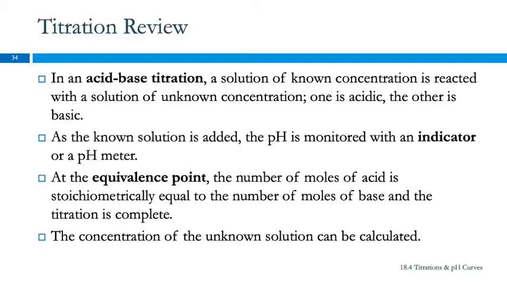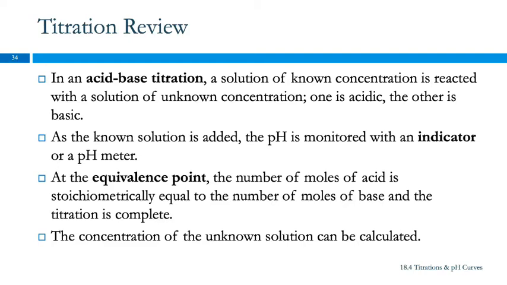So we've been talking about buffers, and now we're going to talk about titration. This is a brief review of titrations. In an acid-base titration, we have a solution with a known concentration, and we react that with a solution whose concentration we do not know. One of those solutions is an acid, the other is a base. By measuring the volumes and using a little stoichiometry, we can calculate the concentration of the unknown solution.